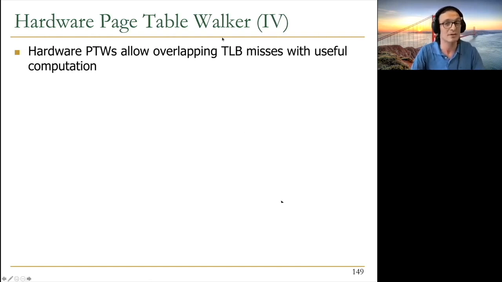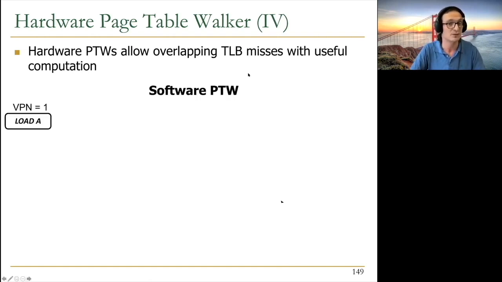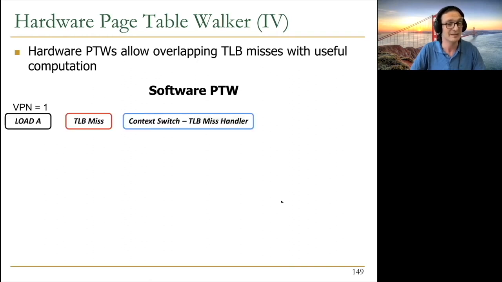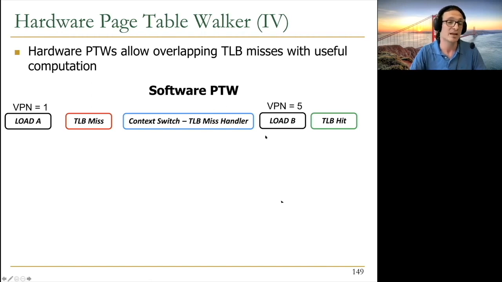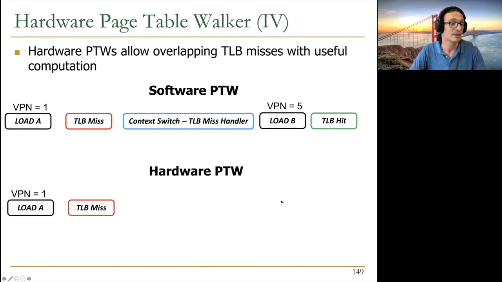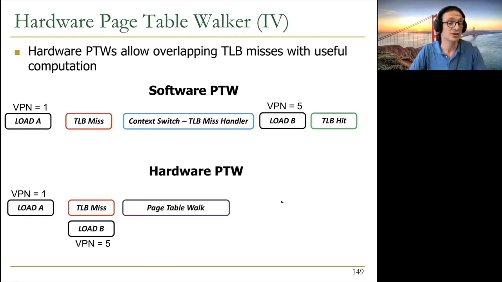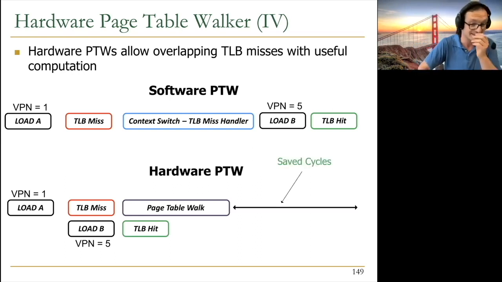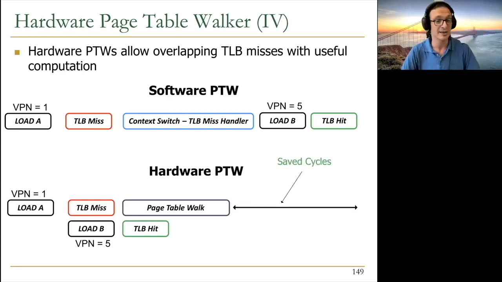It allows overlapping of many TLB misses with useful computation. So if you do the software TLB miss handling, you need to context switch to a TLB miss handler, and then you do a load B. You cannot handle this TLB hit because you have a context switch, right? With a hardware page table walk, on a TLB miss, concurrently, you can handle other TLB hits, so you can do out of order execution, and you can get the full benefits of out of order execution, etc. Right? So you save a lot of cycles actually with hardware TLB miss handling. It's also called a page table walk, basically.